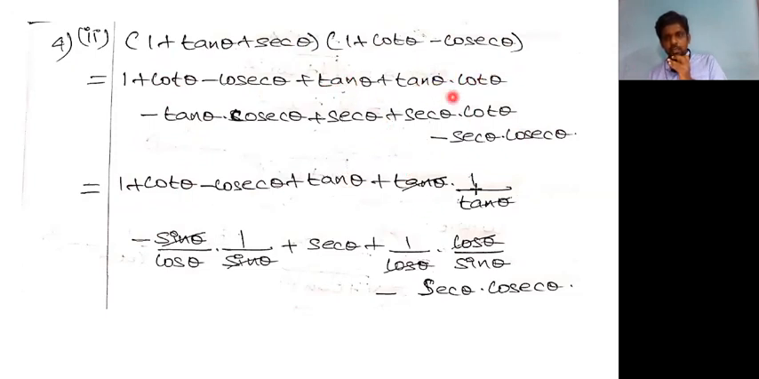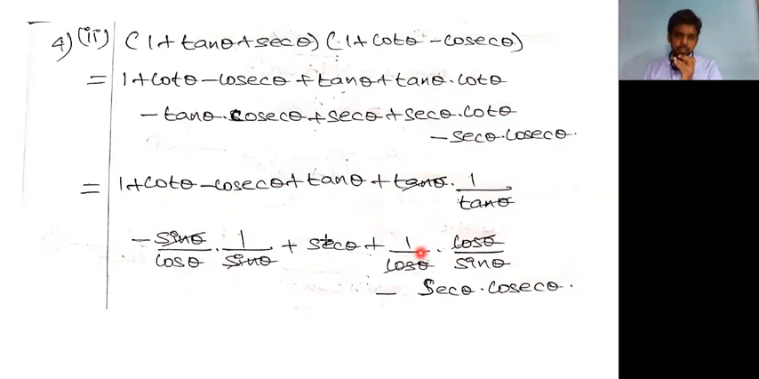So it is tan theta into 1 by tan theta, minus I am writing tan theta as sin theta by cos theta into cosecant theta as 1 by sin theta, plus secant theta, plus secant theta is 1 by cos theta into cot theta is cos theta by sin theta. It is reciprocal of tan theta, right? Minus secant theta into cosecant theta I am keeping as it is. So here sin theta gets cancelled. Here tan theta gets cancelled.